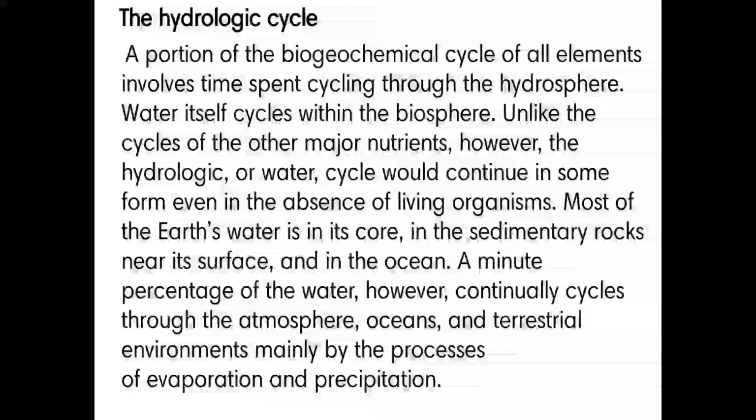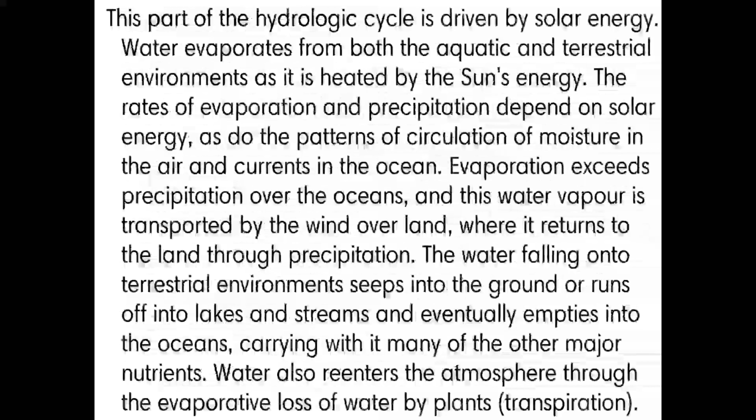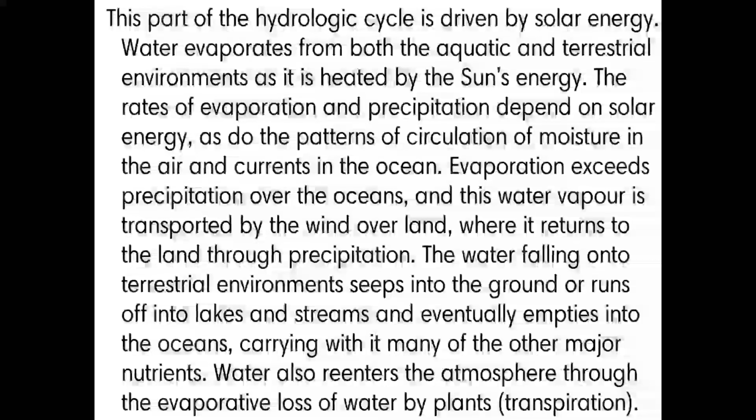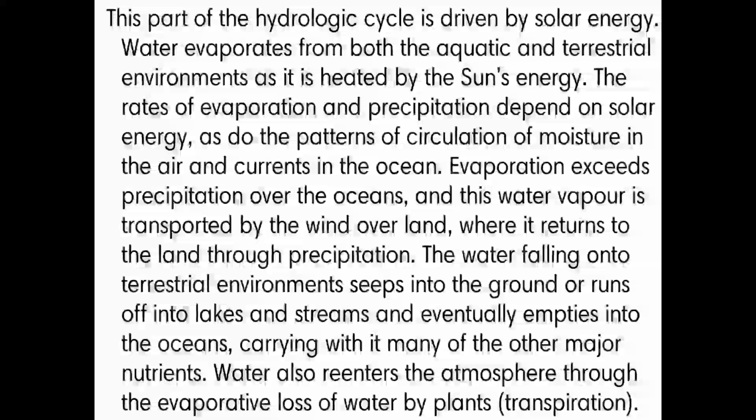A minute percentage of the water, however, continually cycles through the atmosphere, ocean, and terrestrial environment, mainly by the processes of evaporation and precipitation. This part of the hydrologic cycle is driven by solar energy. Water evaporates from both the aquatic and terrestrial environment as it is heated by the sun's energy. The rates of evaporation and precipitation depend on the solar energy, as do the patterns of circulation of moisture in the air and currents in the ocean.